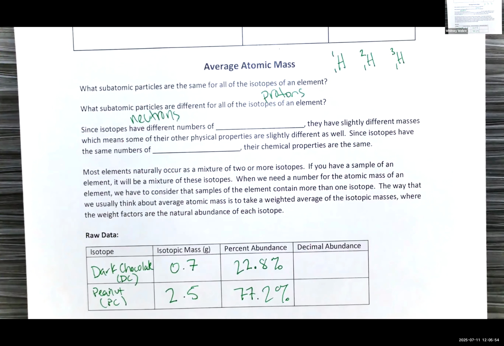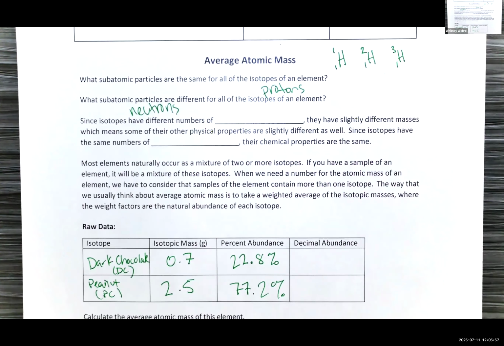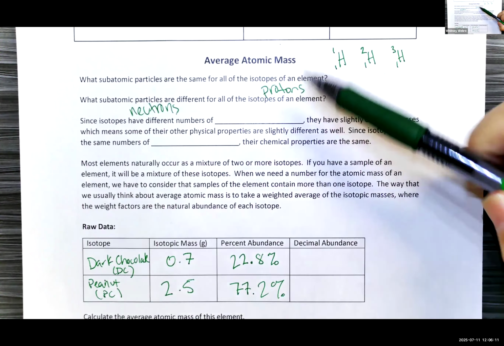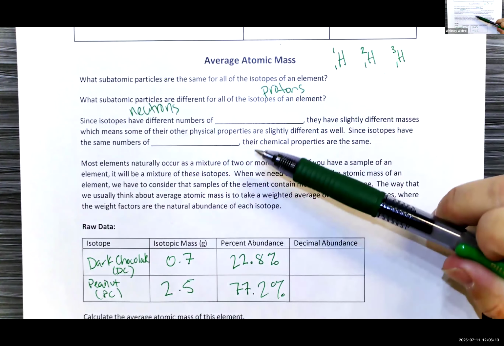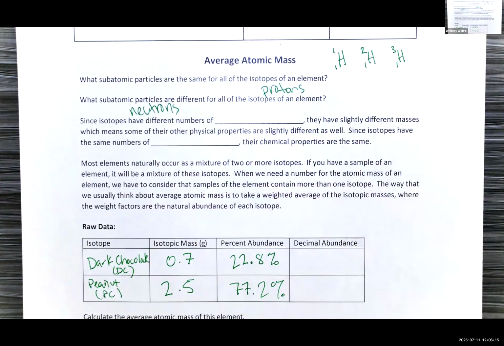So now that we're more comfortable with those two concepts, let's answer this. Since isotopes have different numbers of blank, they have slightly different masses, which means some of their other physical properties are slightly different as well. Since isotopes have the same number of blank, their chemical properties are the same. So fill in protons or neutrons wherever you think it belongs in the blank.